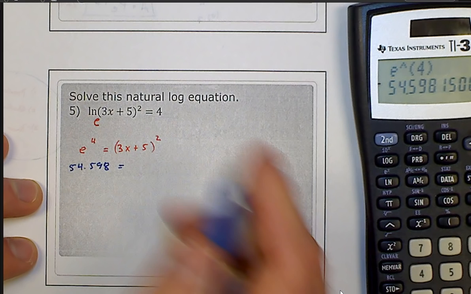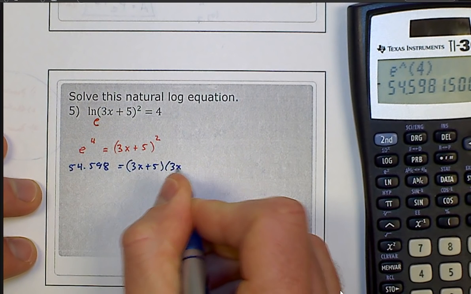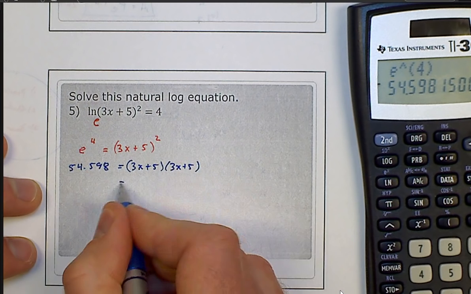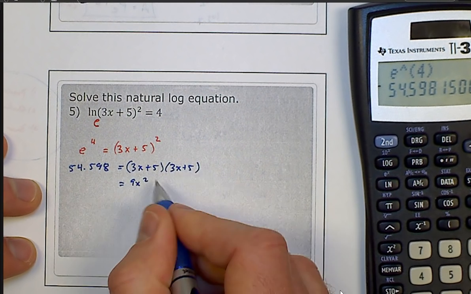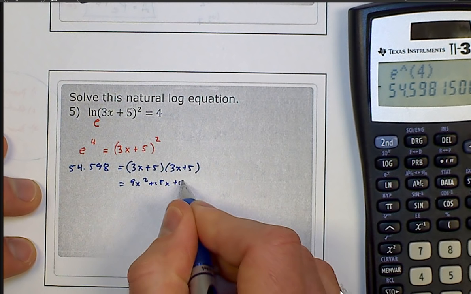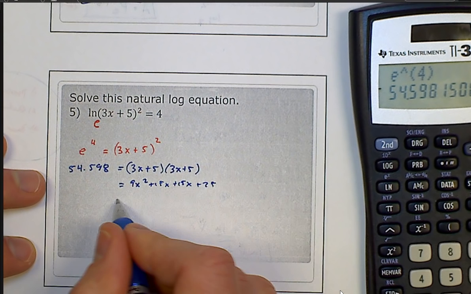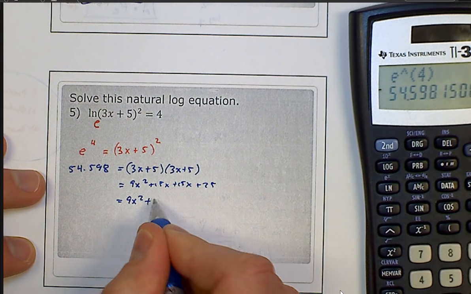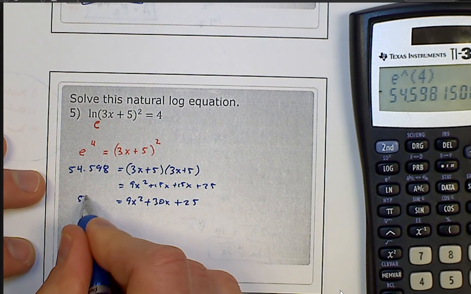Now over here, you get (3x plus 5)(3x plus 5), right? And so you have to FOIL this and get 9x squared. That's going to be 15x, and that's going to be 15x, and that's going to be 25. So we get 9x squared plus 30x plus 25, and that's equal to 54.598.